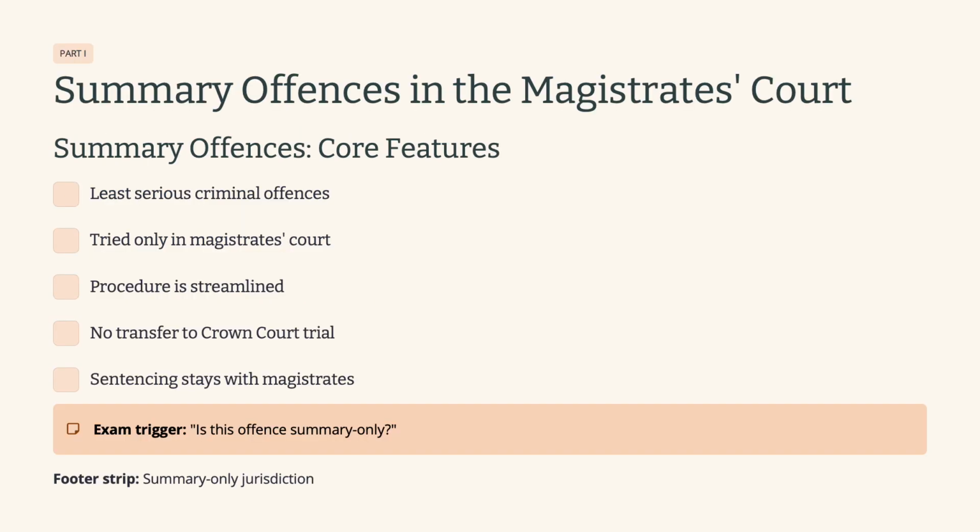So, let's start with summary offences. First, these are the least serious criminal offences in the hierarchy. So we are talking about common assault, driving without insurance, minor public order offences, and low value criminal damage. Second, they can only be tried in the magistrates' court. The Crown Court has no jurisdiction over summary only matters. So there is no possibility of jury trial.